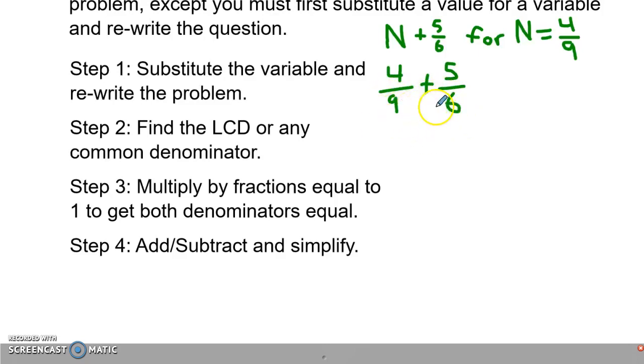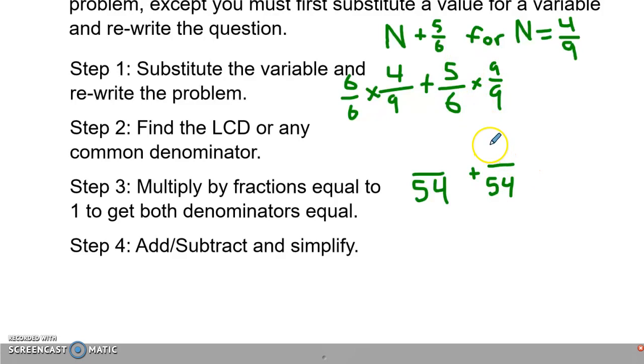Alright, and from there it is the same as any other fraction addition with unlike denominators. So I need to find a common denominator. I know that 9 times 6 is 54. So I'm going to end up multiplying this side by 9 over 9 and multiplying this side by 6 over 6. And I'm going to end up with 54 as my denominator in both sides. 54. 9 times 5 is 45. 4 times 6 is 24.